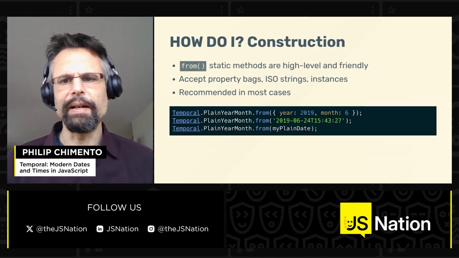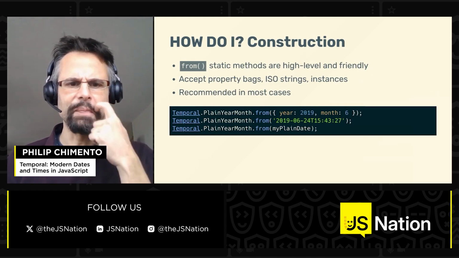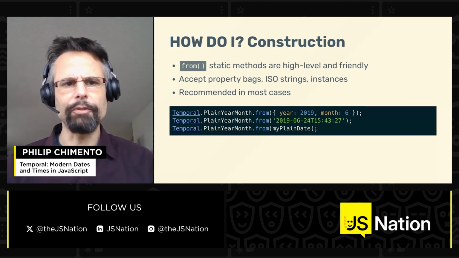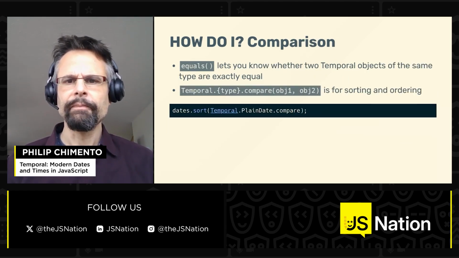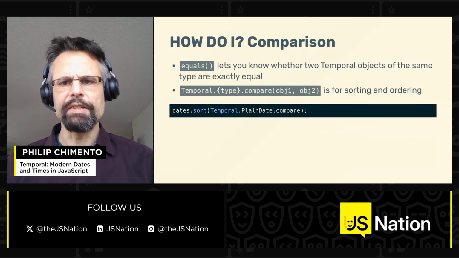So in most cases, I'd recommend using from to create a temporal object, but if you have the exact data in the exact right format, you can use the constructor. The other piece of data I mentioned we know is what times I'm willing to be online for a conference.